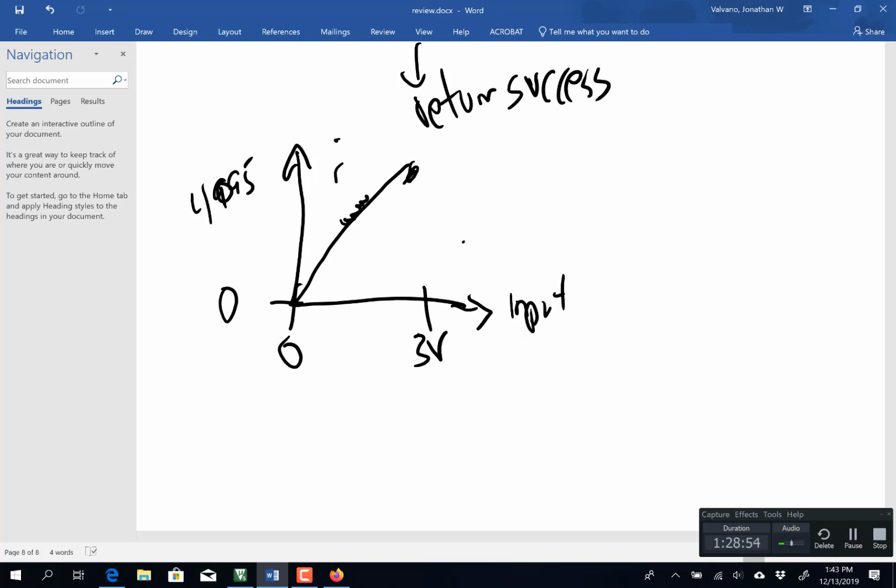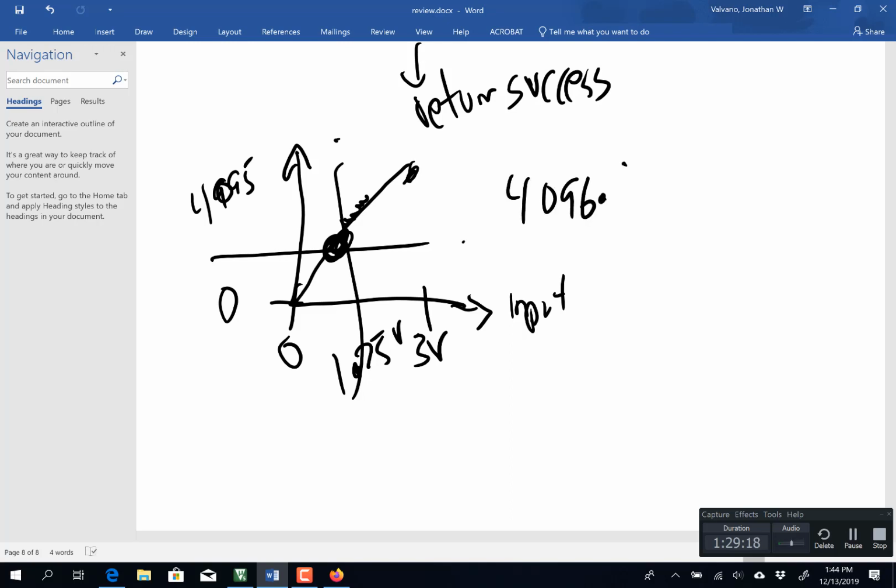Okay, and so the question asked, oops, crappy drawing, what is it at 1.25 volts? Okay, so it's going to be either, depending upon whether I've got a calculator or not, and I don't, so I'm going to do the easier math, because that's the way I roll, okay? 4,096 times 5/4 over 12/4.